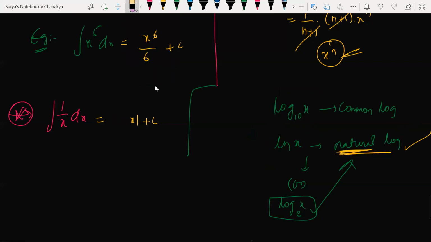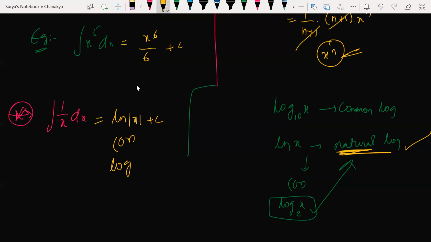Let me write here. Simply log x is the base e. That is why you write ln x. This can be written as simply log x with the base e also, correct. You need not write base e, since e is hidden there, so you simply write it as log x. Let me write ln mod x plus c, or log mod x base e plus c. See here, why are we taking modulus? Can you tell me?